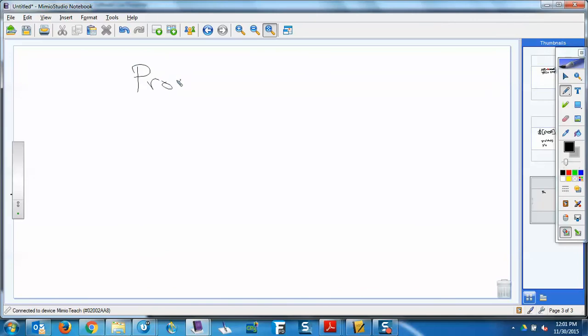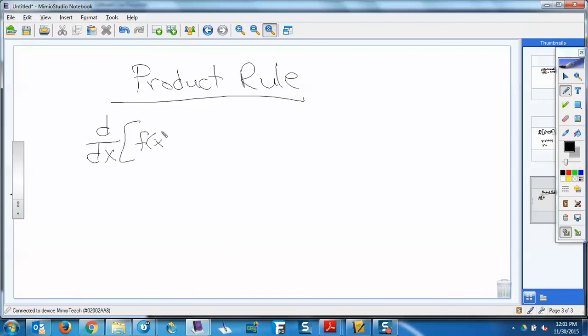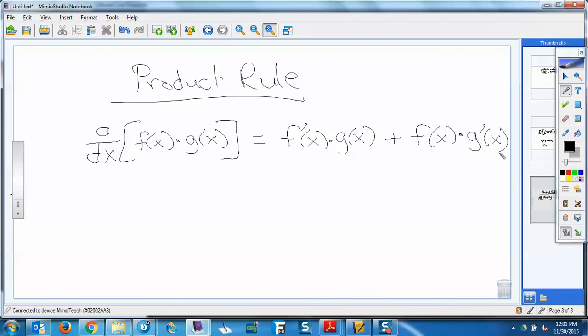So the product rule says that if I'm doing the derivative of f of x times g of x, right? That's what this rule would look like in general terms. We do the derivative of the first, which would be f prime, times the g of x left alone, plus then the f left alone times g prime, right? That would be the product rule written out.